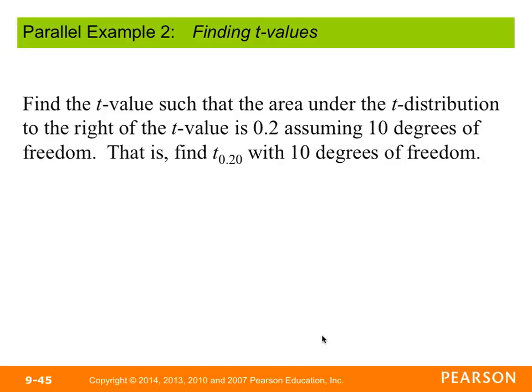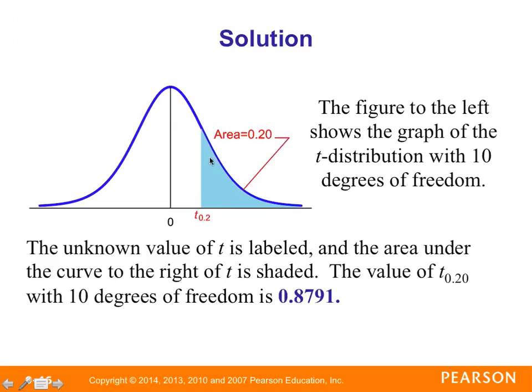So let's say that we want to find the T value such that the area under the T distribution to the right of the T value is 0.2, and we're going to assume 10 degrees of freedom. So we're looking for T sub 0.2, that's going to be our alpha with 10 degrees of freedom. So what we're looking for is this value right here, where the area to the right is going to be 0.2.